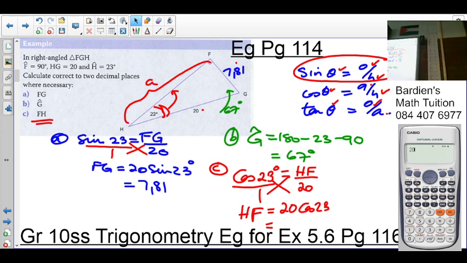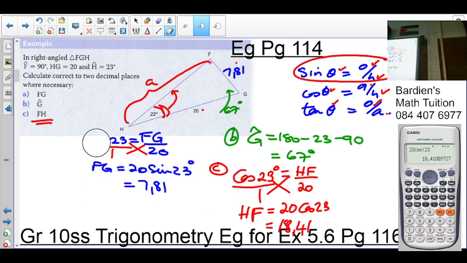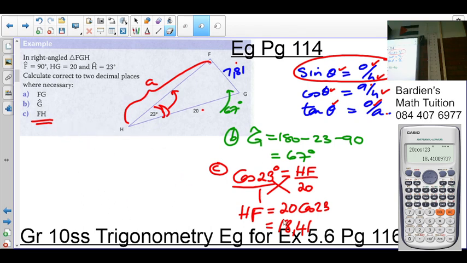20 cos 23 gives us 18,4. Okay, you've got units. You all agree with that? Or as you see, you could have used Pythagoras. Okay, so let's go for C or Pythagoras.